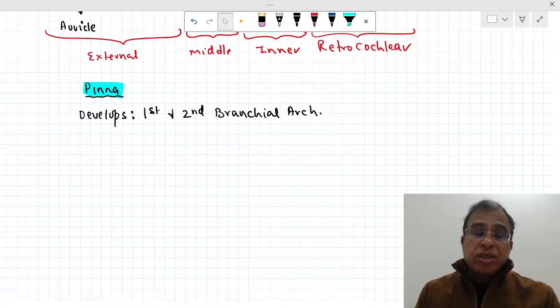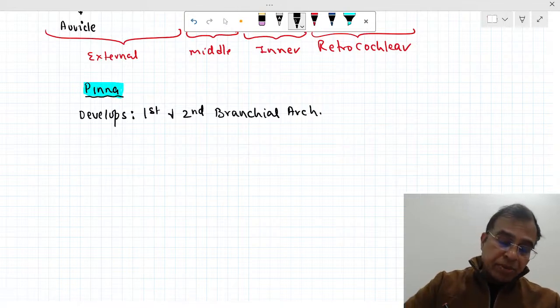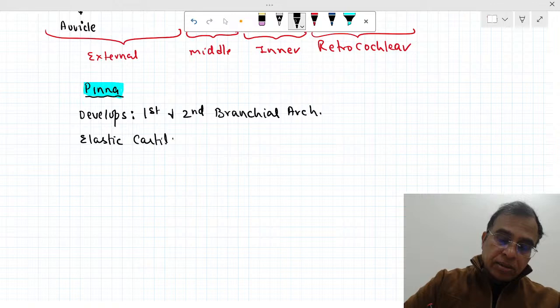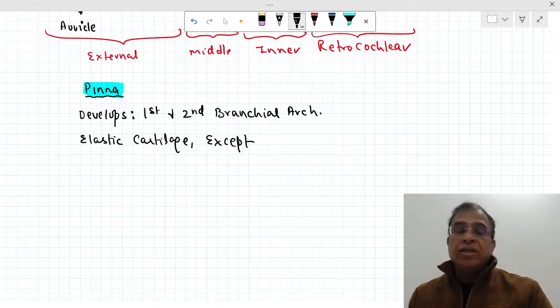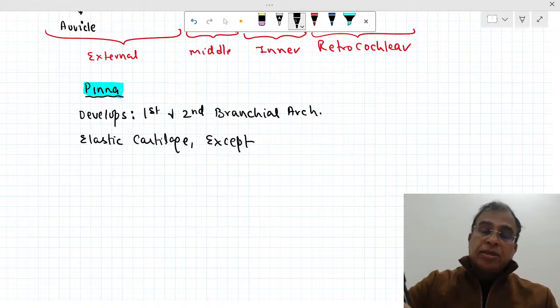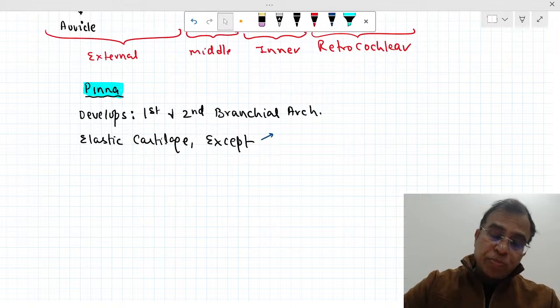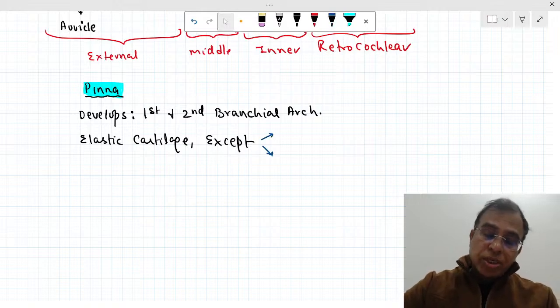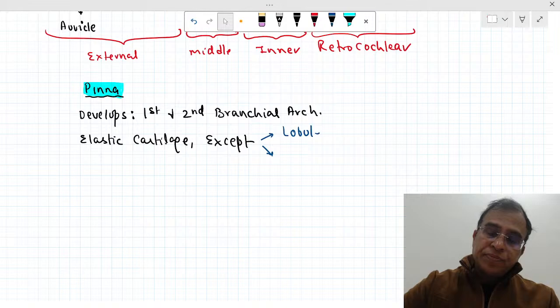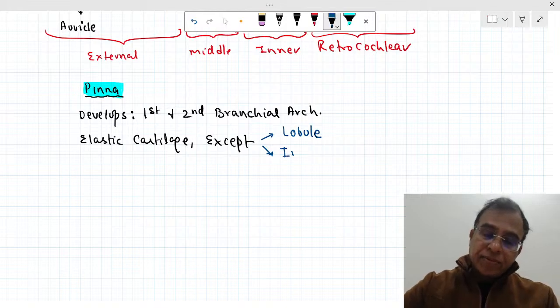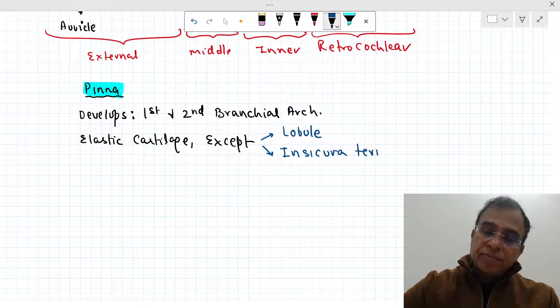And the second thing, what is it made up of? It's made up of elastic cartilage, which is also called yellow cartilage, except, now this is the question, which is the part of the pinna that does not have the cartilage? That's the question. Now there are two correct answers to this. There are two parts of the pinna which do not have cartilage. One is the lobule, and the second is the incisura terminalis.